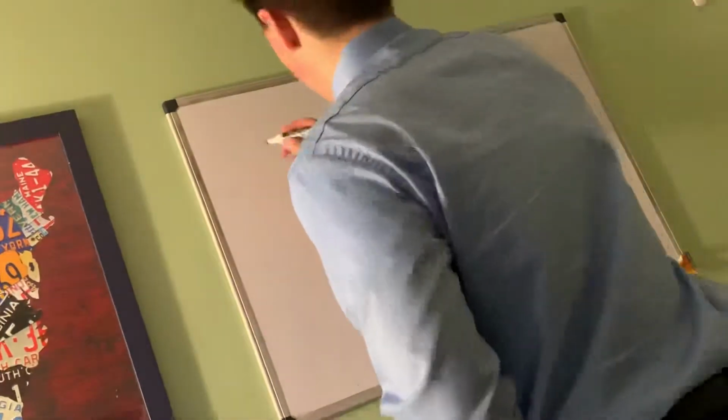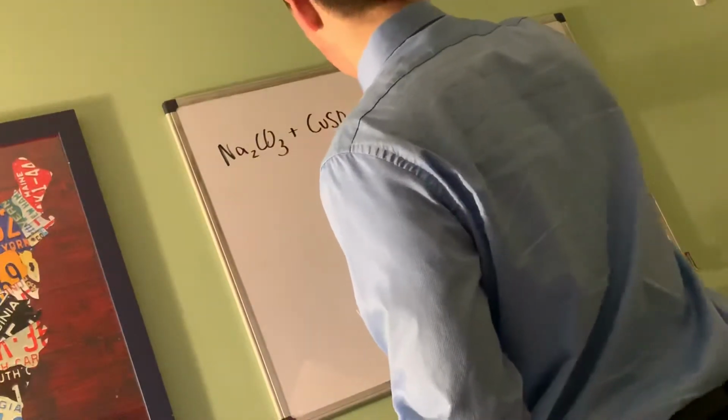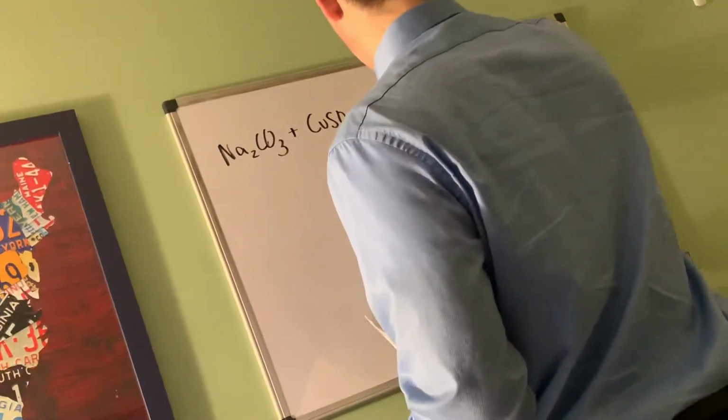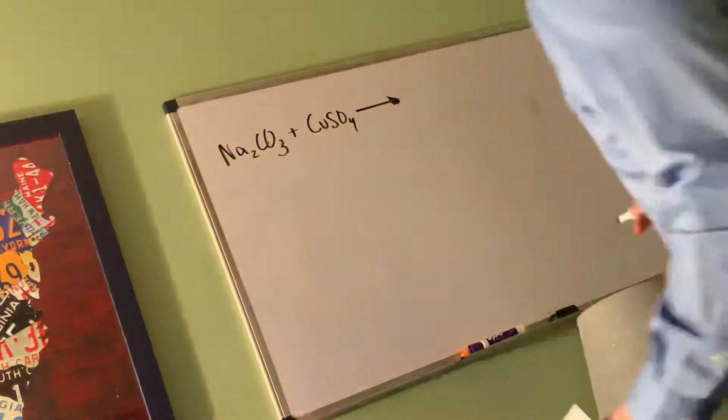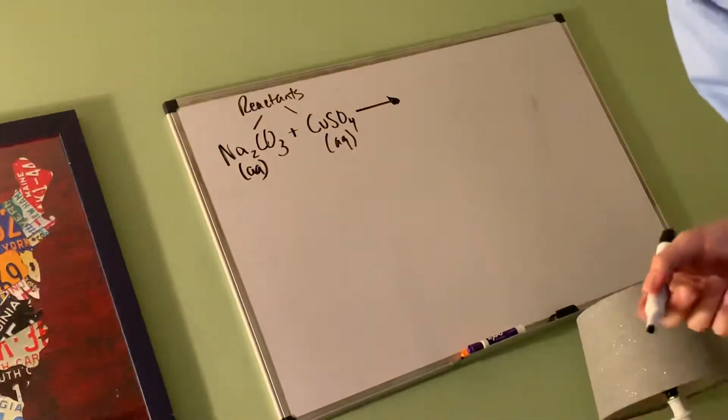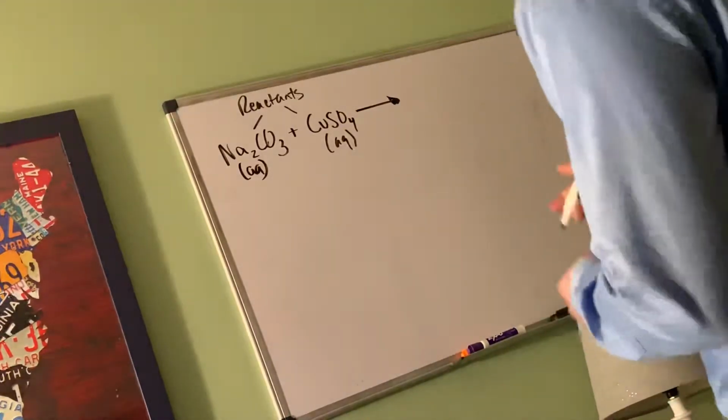How about we do this one: Na2CO3 plus CuSO4, I'm sorry. Okay, we're going to look at this. They're both aqueous because we know everything on the reactant side is aqueous. Both aqueous. Now we're going to identify what is the metal and non-metal.